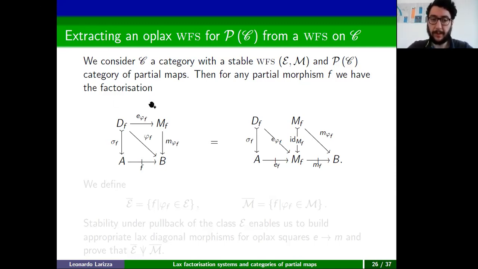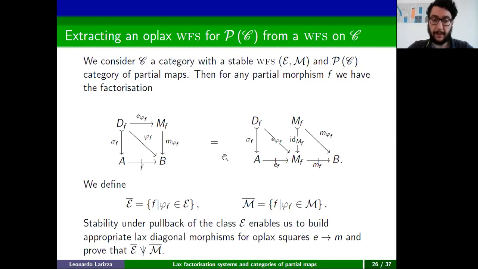We proceed to factorize any partial morphism F. First of all, considering the factorization of its function part, and then giving the following factorization composed by the domain part and the left part of the factorization of phi, and the total right part of the factorization of phi F as well. We have here a factorization of F. We would like to know which kind of factorization it is. First of all, we define E bar and M bar given by those morphisms whose function component belongs respectively to E and M.